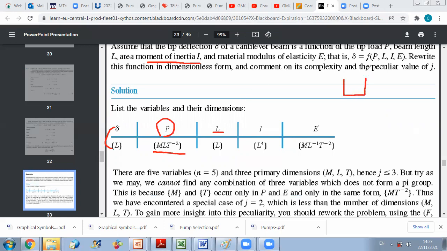So for example, if you have a rectangular section, where this is A and this is B, I with respect to this axis is A B cubed over 12. So the dimension: A is a length, B is a length, so it's length to the power 4. So for the moment of inertia, it's L^4.